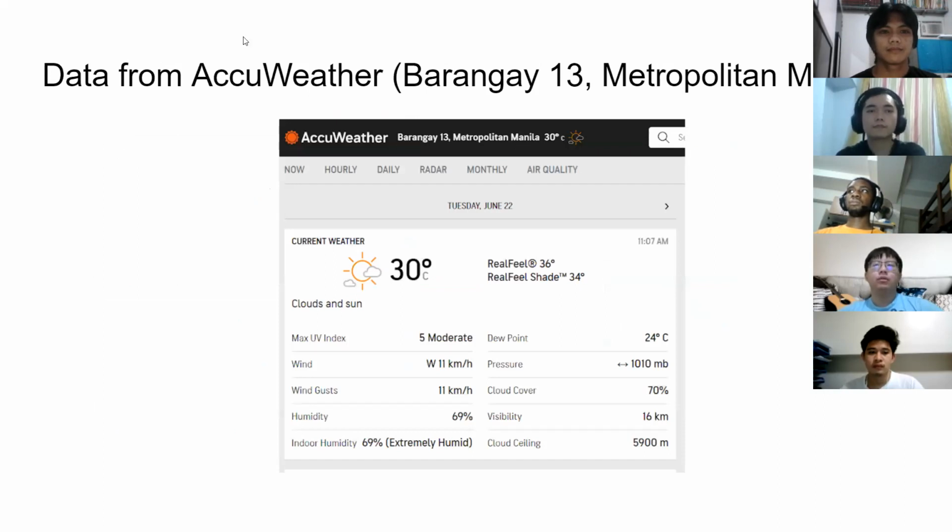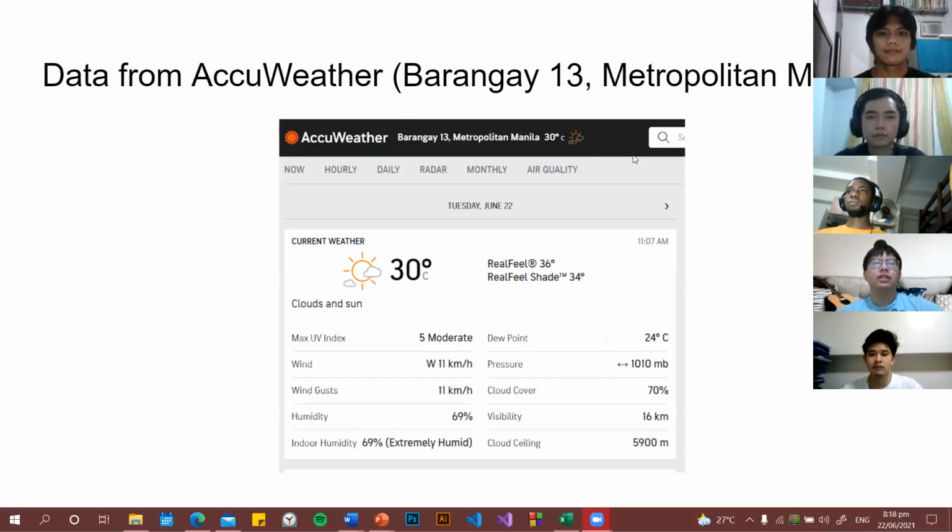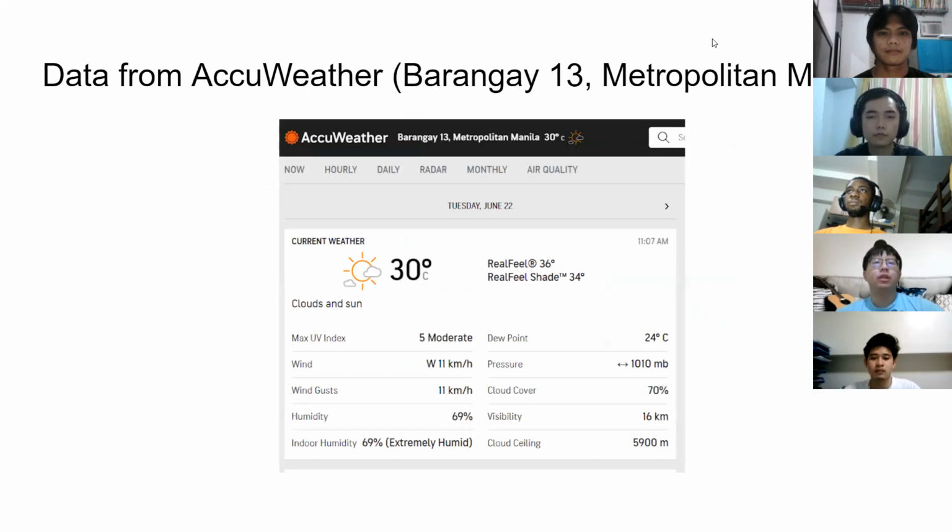Continuing further, for Barangay 13, Metropolitan Manila, the accurate weather report is as shown. And from here, we can take the dry bulb temperature to be 30 degrees and the dew point to be 24 degrees Celsius, and relative humidity to be 69%. Converting these, we would get 86 and 73 degrees Fahrenheit.